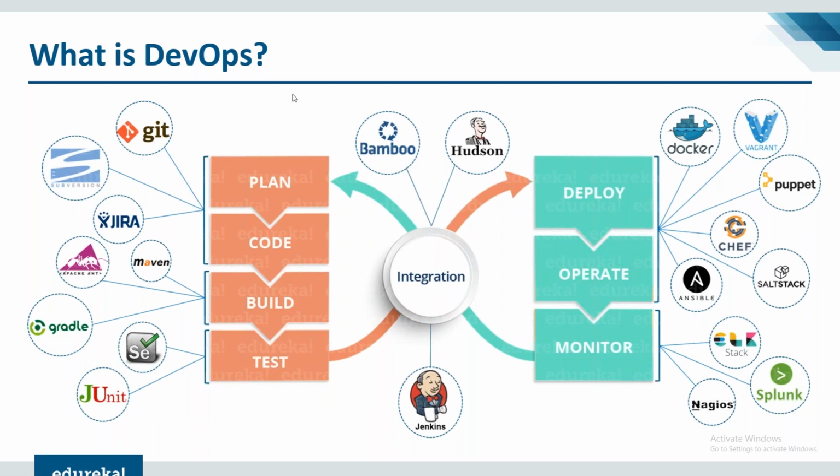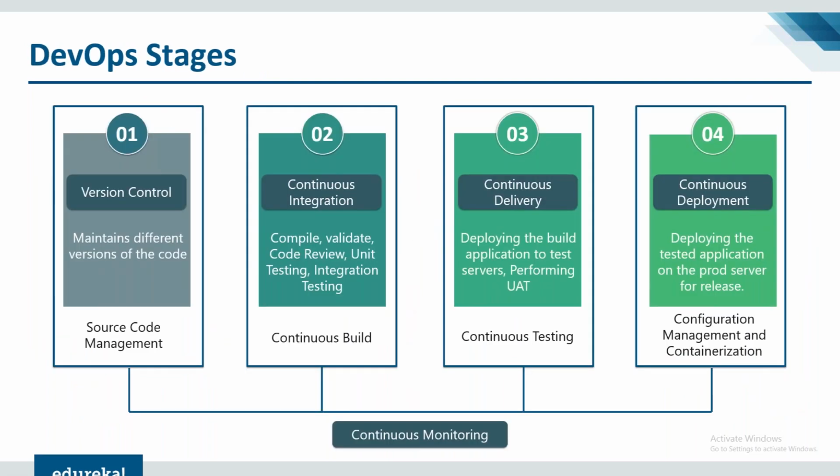All right, so now let's proceed, guys, and we'll be taking up the questions again once we pause after a while. Now, as we have seen here, these are the different stages of DevOps. First of all, we have version control, then continuous integration, continuous delivery, and continuous deployment, right?